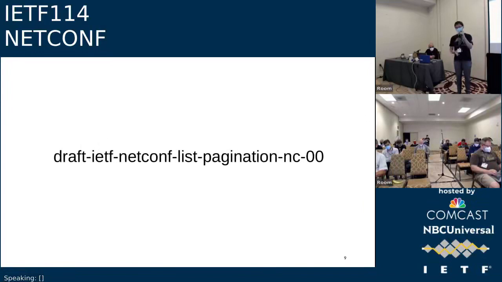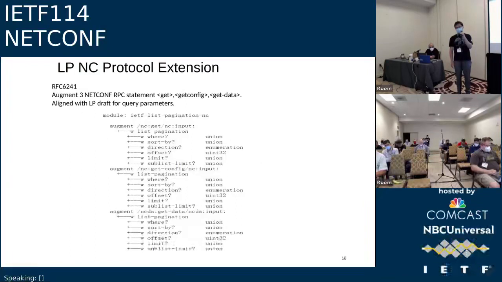The second job is the NETCONF protocol extension. Next. In this job, we provide two extensions. The first is that we augment the three NETCONF RPC statements: get, get-config, and get-data. And we also align with the list pagination draft for the query parameters. You can see all these query parameters have been put here to try to align with the list pagination mechanism draft. Next.